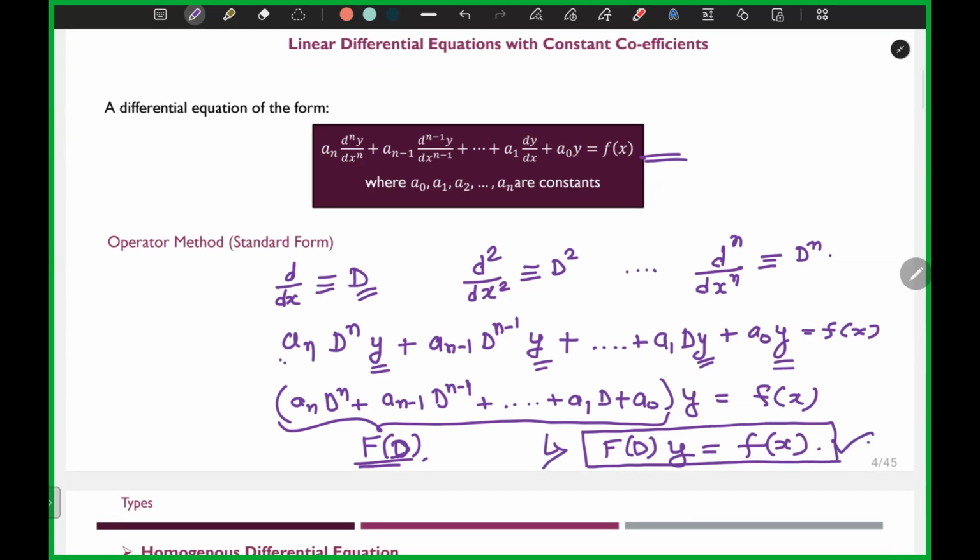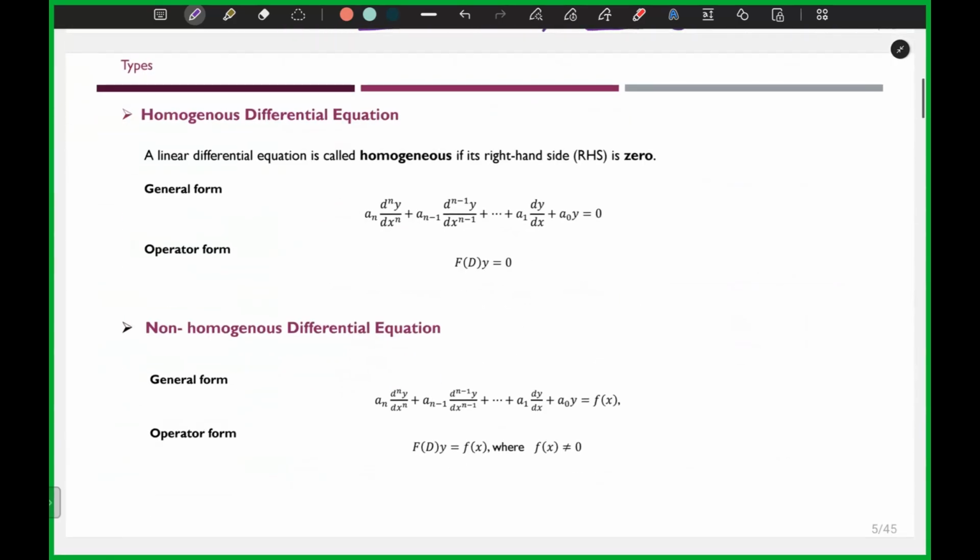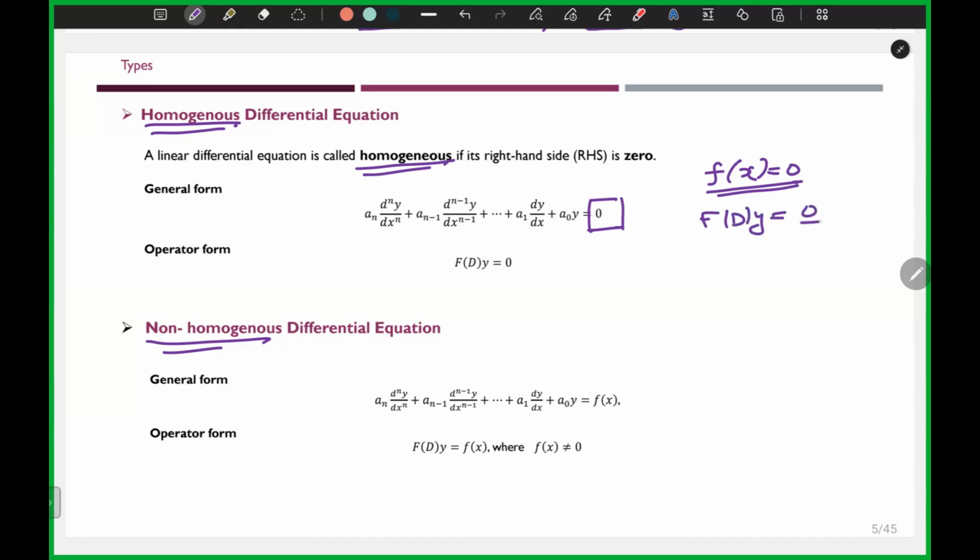So next we define the types of linear differential equation with constant coefficient. One is homogeneous differential equation and one is non-homogeneous equation. If the right hand side part, that is the small f(x) in the past slide as we discussed, is 0, then the equation becomes a homogeneous differential equation. So in operator form we can write it as F(D) y equals 0. And when this f(x) is non-zero in the right hand side, we say this is a non-homogeneous differential equation.